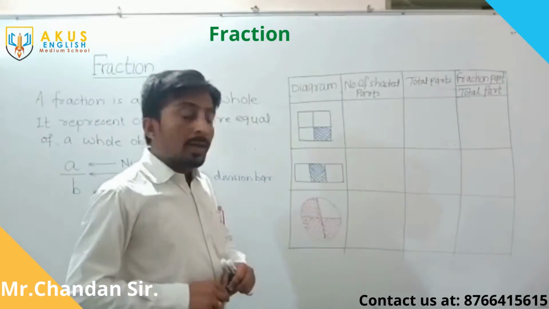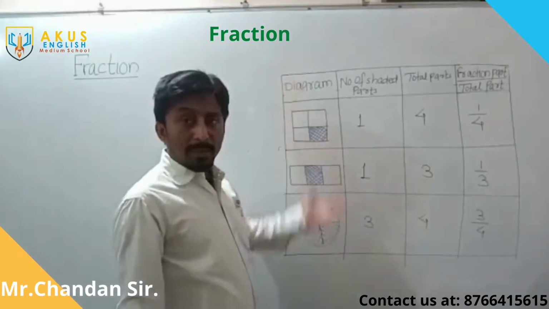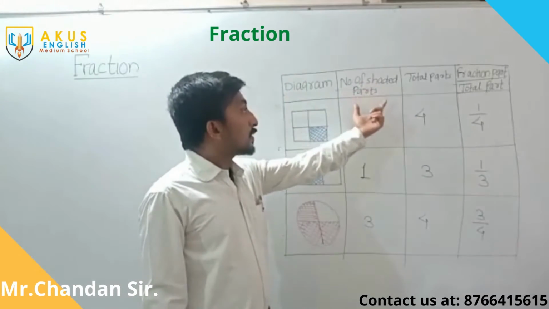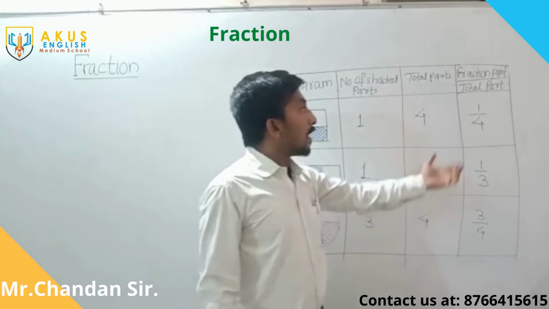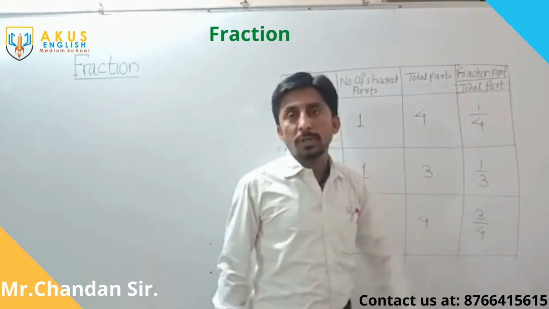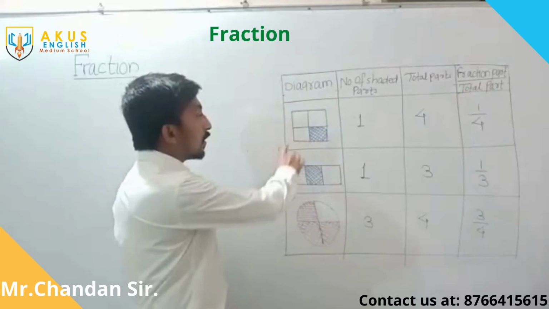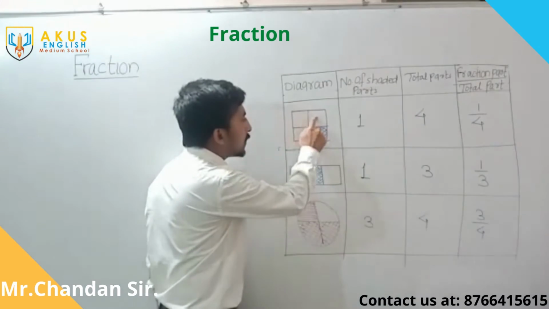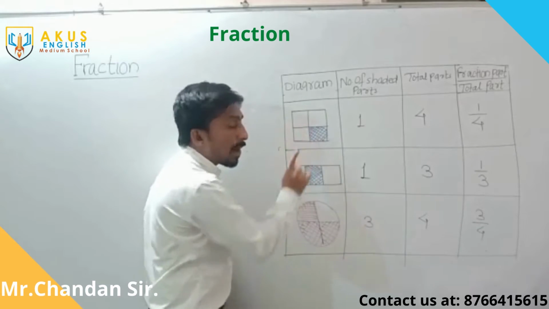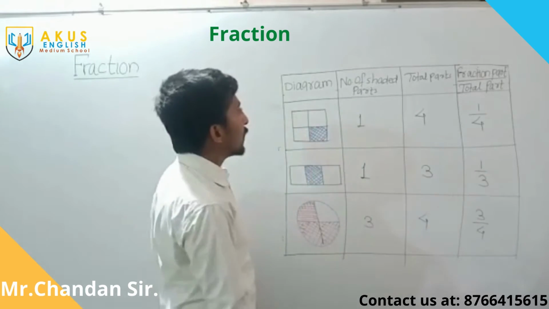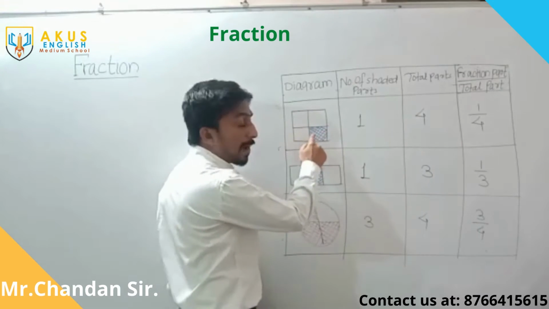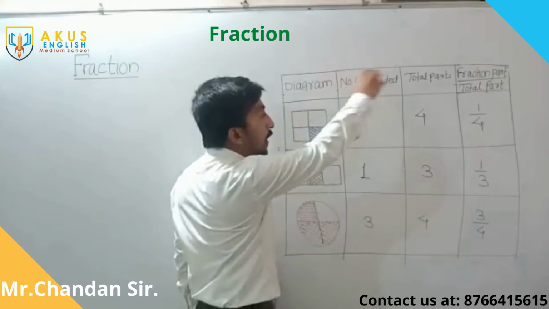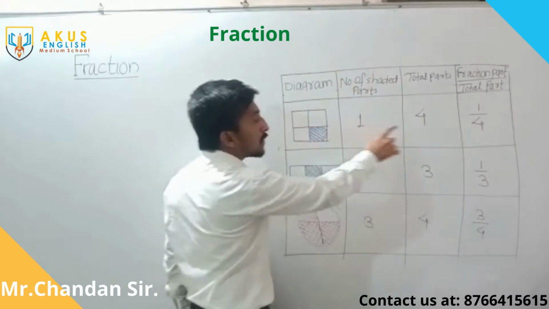Now see here, I have one table with a diagram I have drawn. The columns are number of shaded parts, total parts, and fractional part, shaded upon total. Here you can see one square divided into 4 equal parts, and out of these 4 equal parts, one part is shaded in blue. So the number of shaded parts is 1. Total parts: 1, 2, 3, 4, so 4.